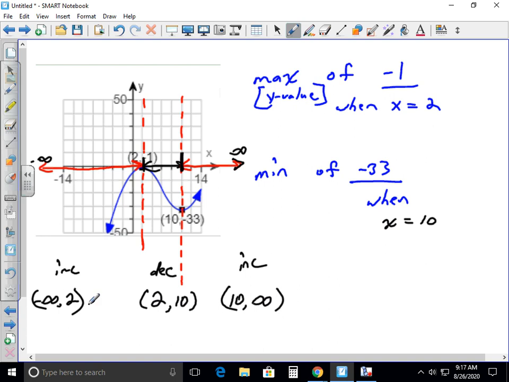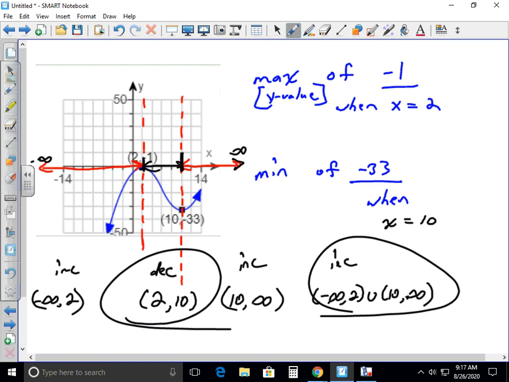So notice how this includes everything in our domain except those transition points. So we've just broken this up into sub-intervals, sections. So this section, negative infinity to 2, increasing, 2 to 10, decreasing, 10 to infinity, increasing. So we're increasing from negative infinity to 2, union 10 to infinity. And we're decreasing 2 to 10.